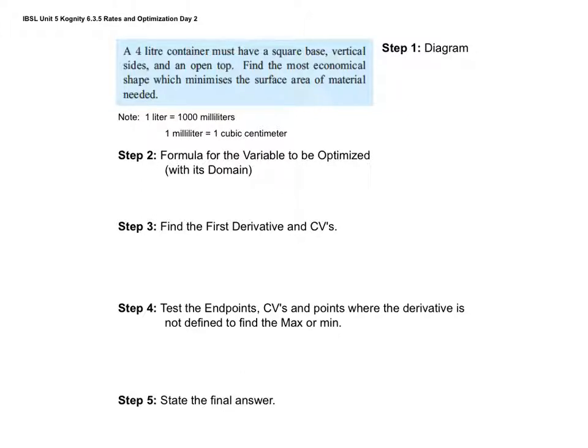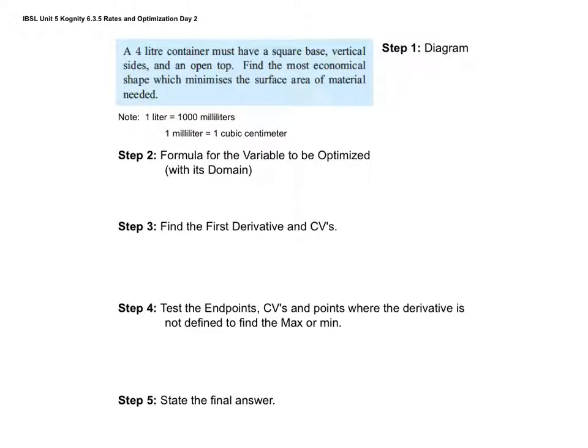It says a 4-liter container must have a square base, vertical sides, and an open top. Find the most economical shape which minimizes the surface area of material needed. Well, first of all, I'm thinking through this, and before I even start trying to solve anything, let's draw a picture. Okay?